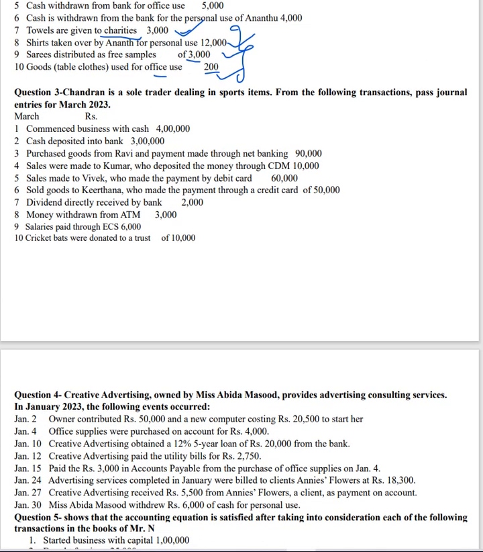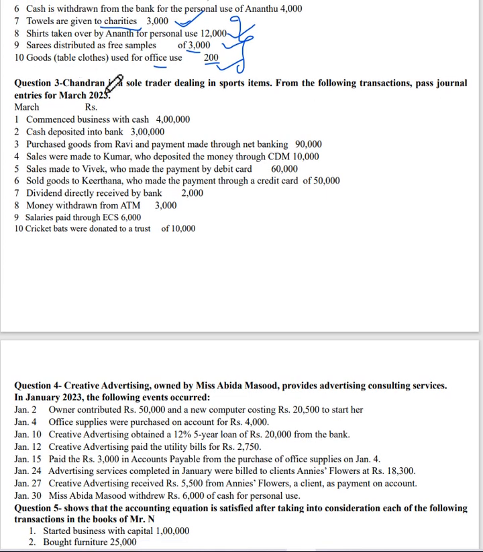Next, here in question number 3, Chandran is a sole trader dealing in sports items. From the following transactions, pass journal entries for March 2023. One is commenced business with cash rupees 4 lakh. So here you are clear now. He has started a business with 4 lakh rupees of cash.